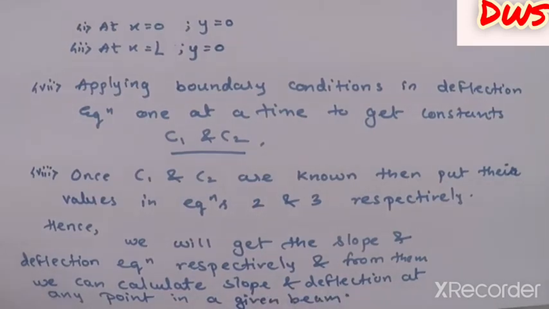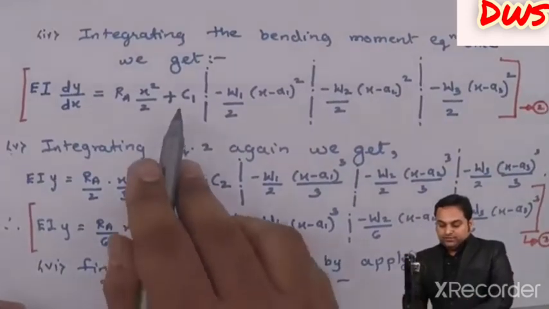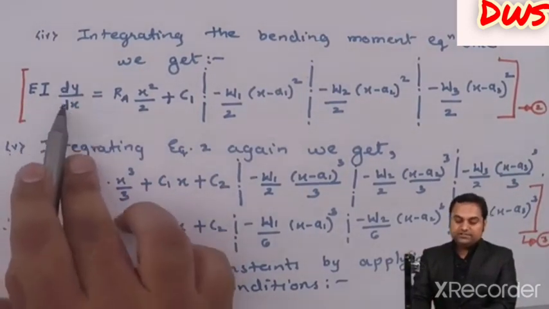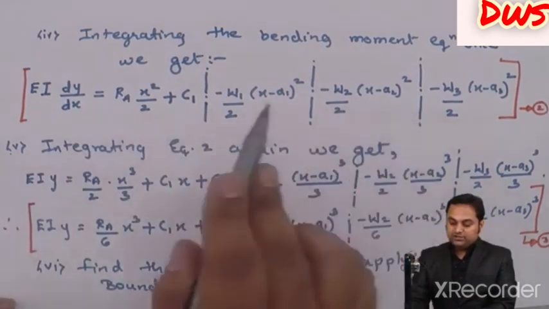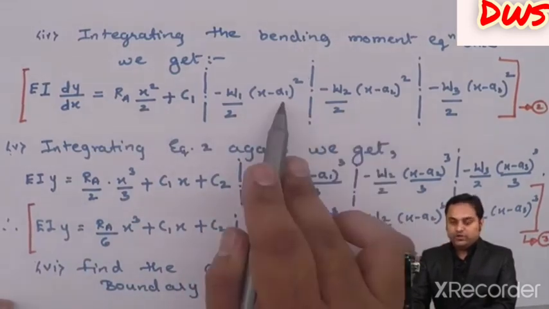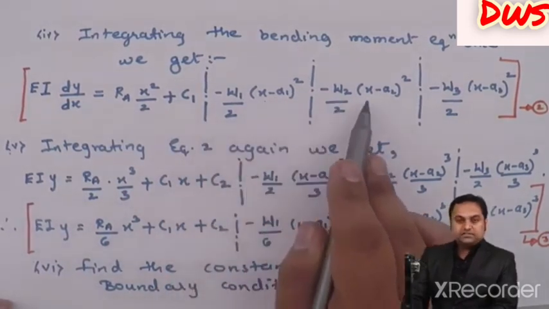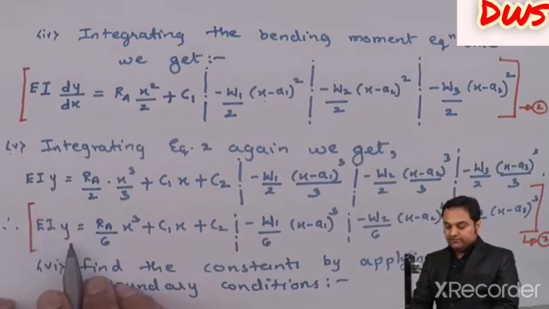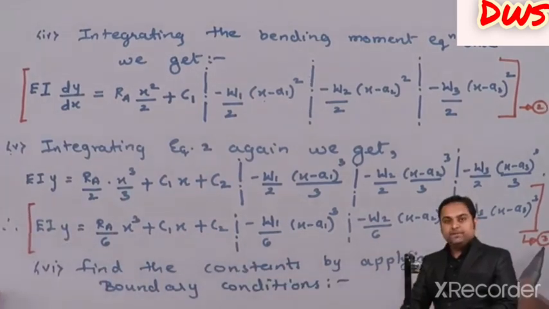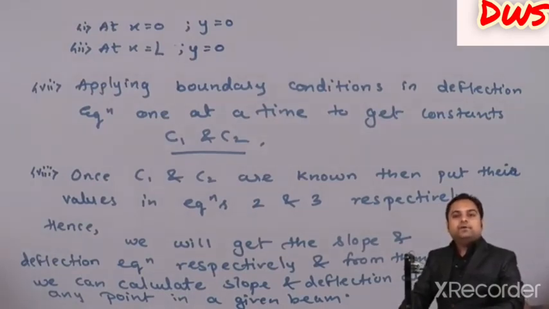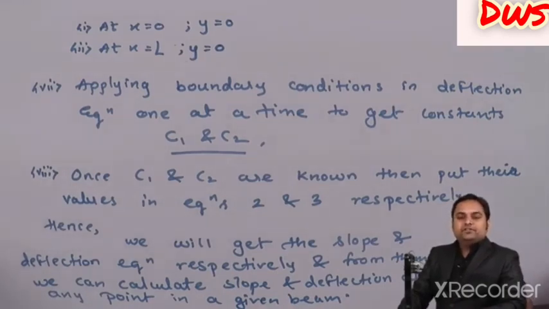So after putting the constants C1 and C2 in equations 2 and 3 respectively, from equation 2 we get the slope equation, that is dy by dx, and once the constants are known, we know the value of Ra. We just have to shift the distances, and once we shift the values of x, that is different values of x, we get different values of slope. Similarly, we can get different values of deflection from equation 3. So in this video we have seen what is meant by Macaulay's method, and by using the double integration method we can get slope and deflection for a given beam.